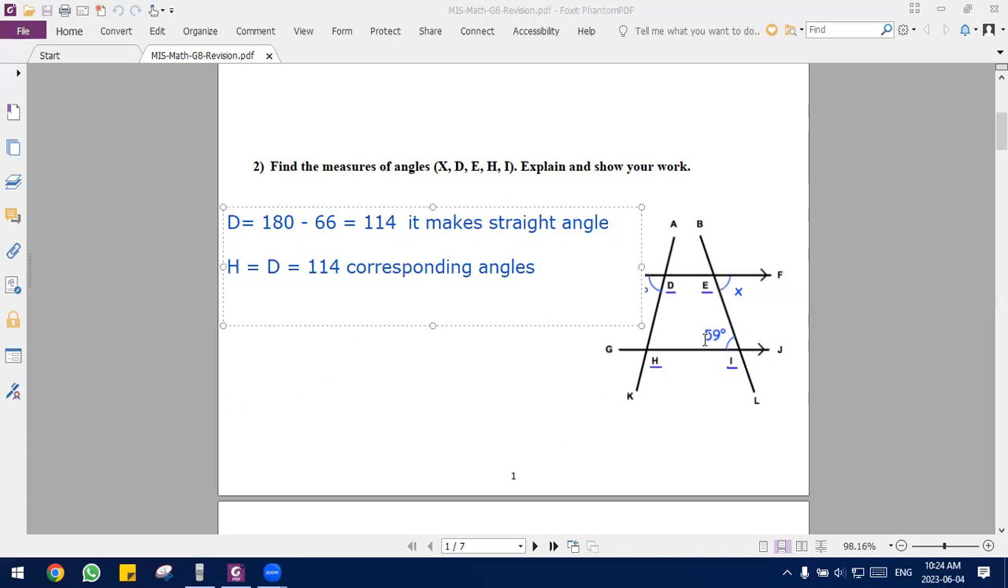Then, for example, let me find x. If you see here next to x we have e, I can't use a straight line. But if you make the Z shape, you will see that x is equal to 59 degrees. So you write x equal to 59 degrees, and then the explanation: alternate angles, because it creates the Z shape.